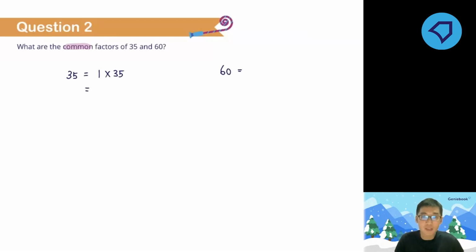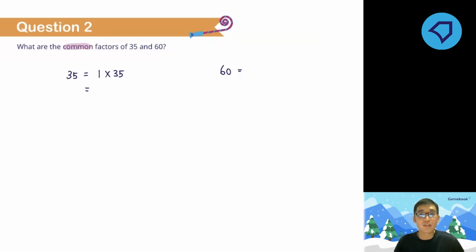Now, can 35 be divided by 2? Is it an even or odd number here? Is 35 even or odd? No, right? This is an odd number. So 35 cannot be divided by 2. So let's go to the next number after 2. 3. Is 35 divisible by 3? Is 35 in your multiplication table of 3? No, right? So we move on.